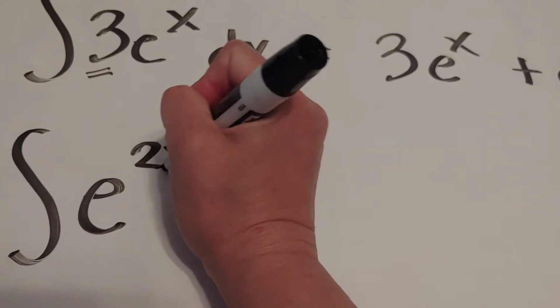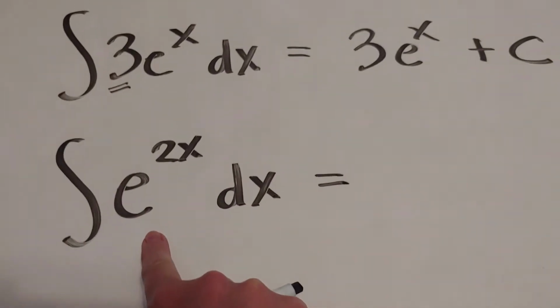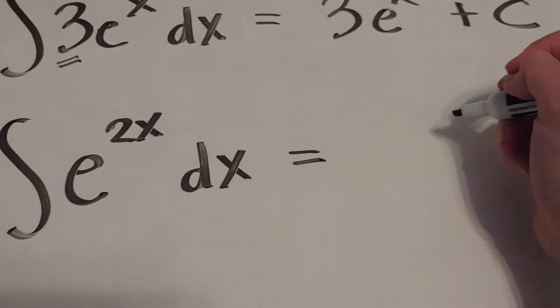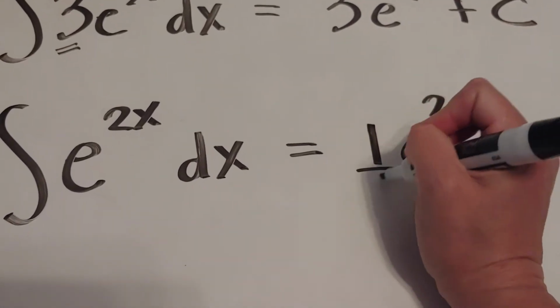What happens if you have other stuff in the exponent? So e to the 2x, let's say. All right. Well, remember that when we take a derivative, I would get 2e to the 2x. But if I want to go backwards, instead of multiplying by 2, we want to divide by 2.